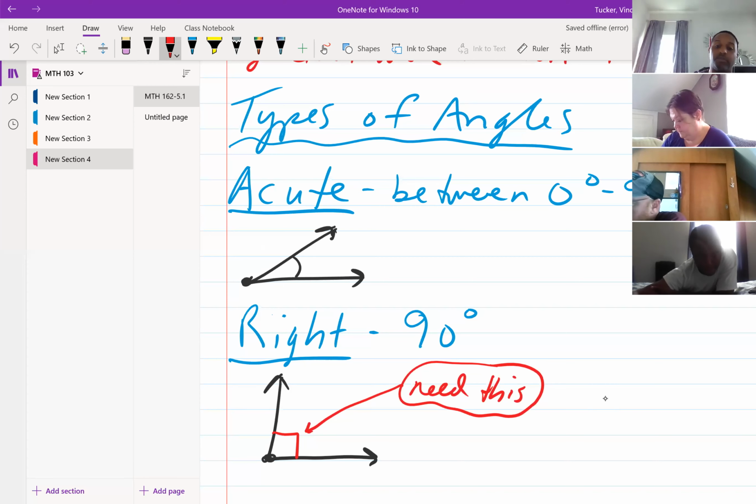You can never assume that you have a 90-degree angle because to the naked eye, 89 degrees or 91 degrees will look like 90 degrees, depending on the drawing. So you want to make sure you see that square in that drawing, or it is written somewhere that this is a 90-degree angle.